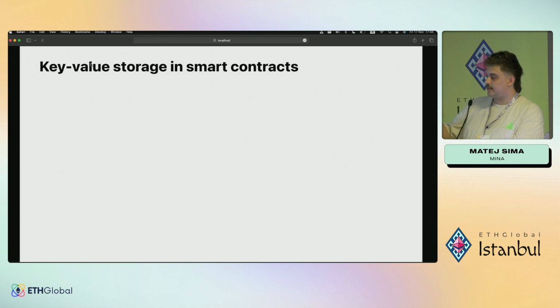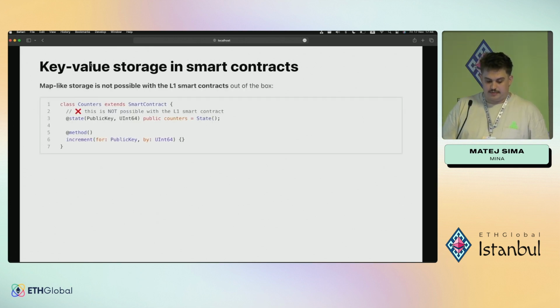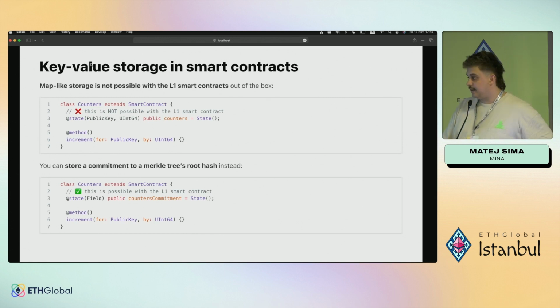So because the trace needs to be fixed or static size, the storage which you can work with needs to be fixed size as well. So what can we do about this? First of all, you cannot have key value storage like this because that would be dynamic size. You cannot have a storage of a public key to UInt64 like you would have in an ERC20 contract to store balances. However, what you can do is start using Merkle trees and store only the root hash of the Merkle tree in the smart contract's public storage.